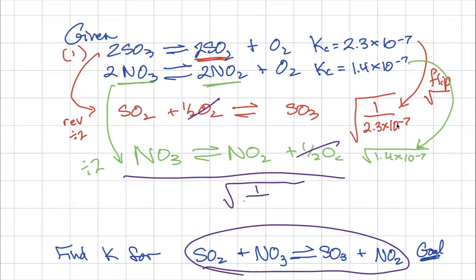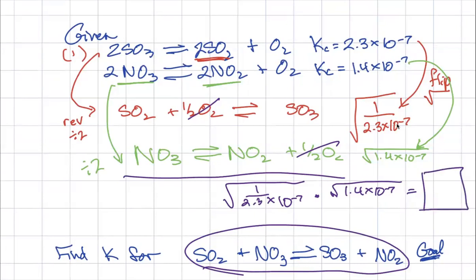So I'm going to have the square root of 1 over 2.3 times 10 to the negative 7 times the square root of 1.4 times 10 to the negative 7th. And so 1.4 e negative 7, square root of that, divided by 2.3 times 10 to the negative 7th, square root. I can't do this on my phone. I don't have my calculator with me. And that will give me the answer to the problem.